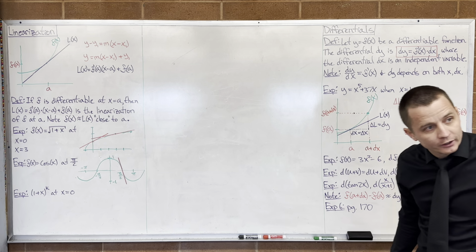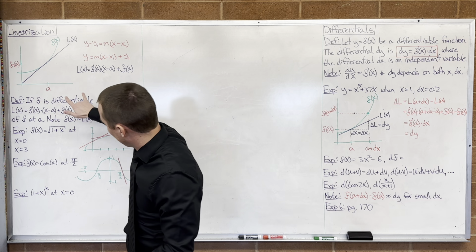So when I say find the linearization of this function f of x at some point a, that means find the tangent line to that function at the point a. So you've already been doing this. Now, why do we do this? Why do we care? Why does it have its own fancy name?